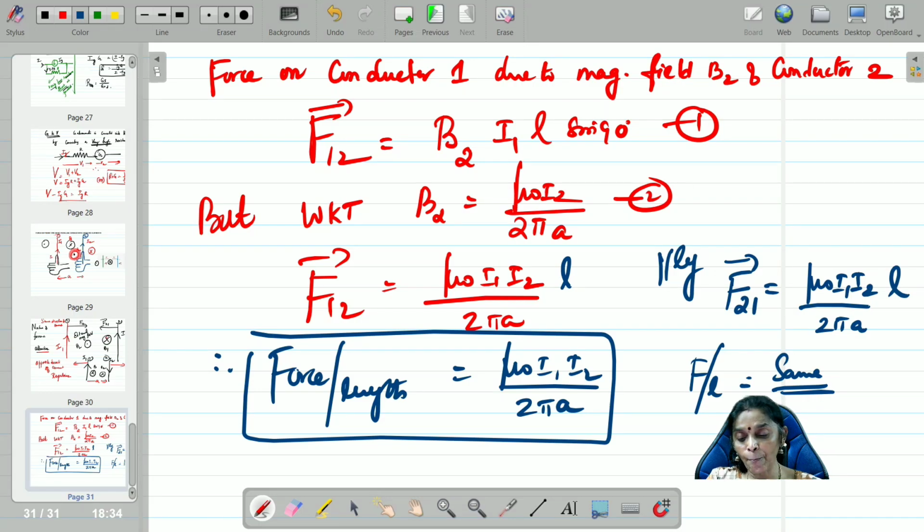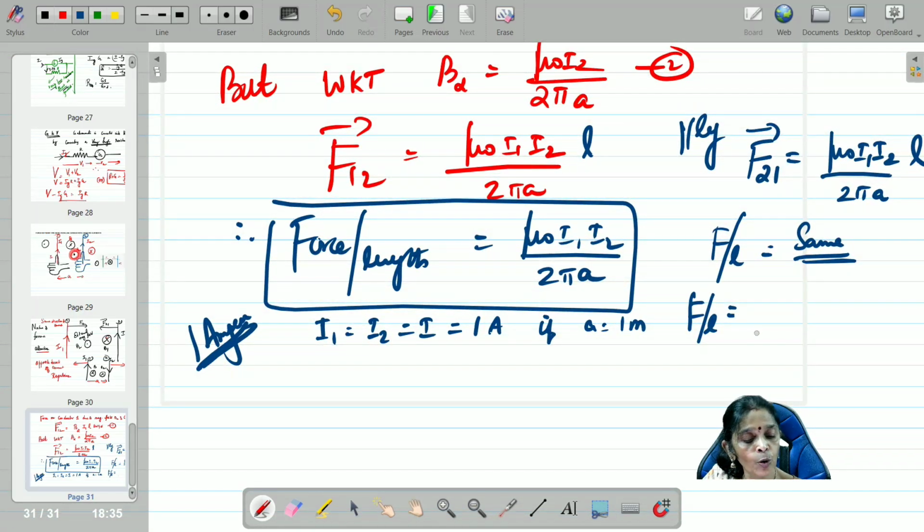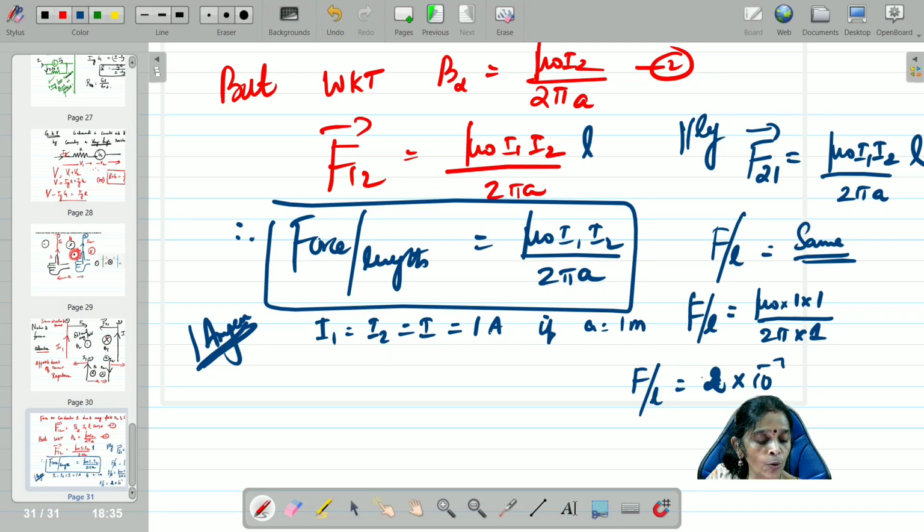If you want to define 1 ampere of current, you can define. How do you define 1 ampere of current? You learn from the NCERT textbook, but then I'm going to give you just I1 is equal to I2 is equal to I is equal to 1 amp. If A is equal to 1 meter, therefore force per unit length will be equal to, substitute the value of mu naught, because everything is 1, mu naught into 1 divided by 2 pi into 1. So therefore force per unit length will be equal to 4 pi by 2 pi, that is 2 into 10 power minus 7 Newton per meter.